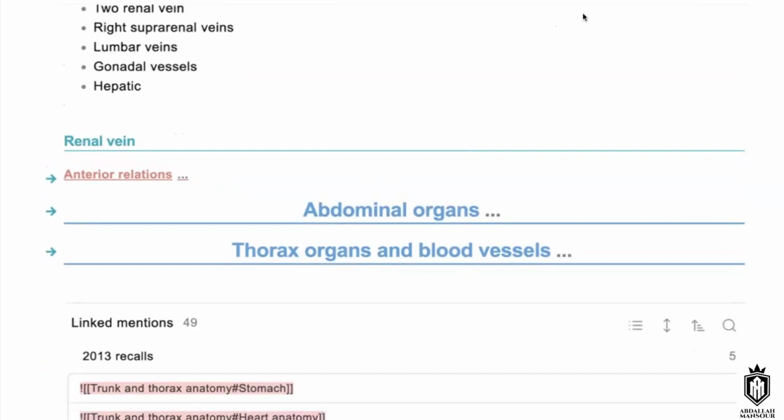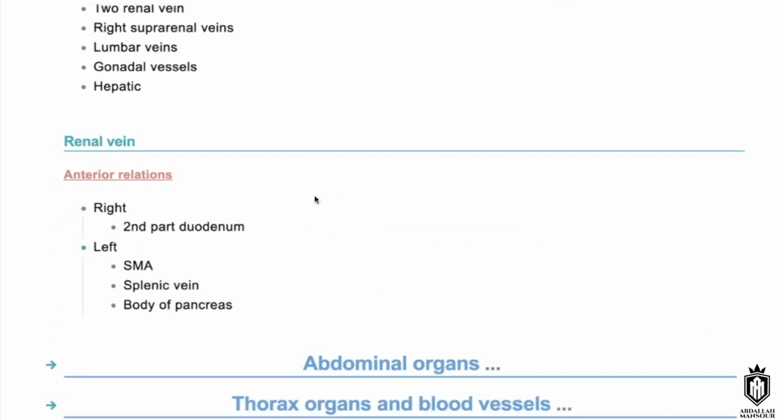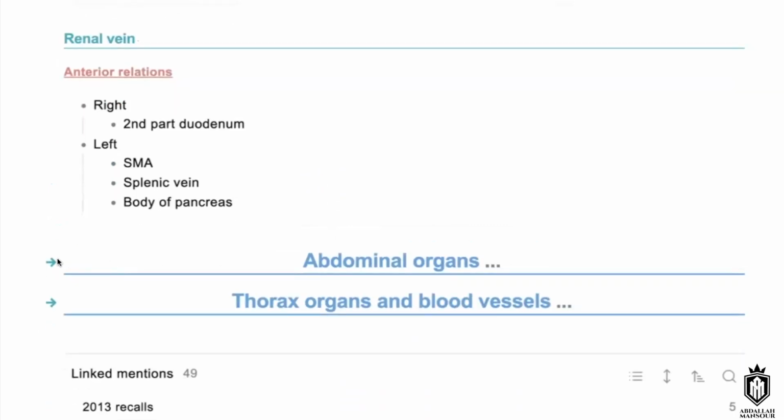So we have the right side as well as the left side. On the right side we have the duodenum, the second part of it, and on the left side we have the superior mesenteric artery, the body of the pancreas, as well as the splenic vein. Yeah, well done. Right, second part of the duodenum, left side, SMA, splenic, and pancreas as well.